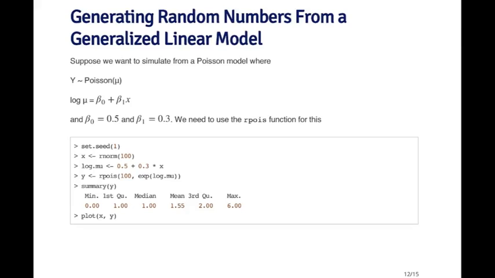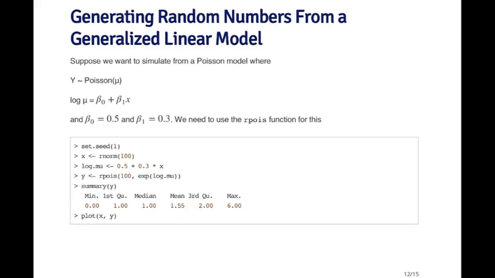So we need to use the rpois function for this. We first set the seed, as always, and we generate our predictor variable x, which is going to have a standard normal distribution. Then we're going to generate our linear predictor, log of mu, which is just adding the intercept and the slope coefficient times x.